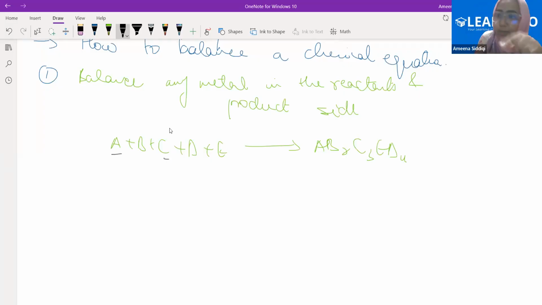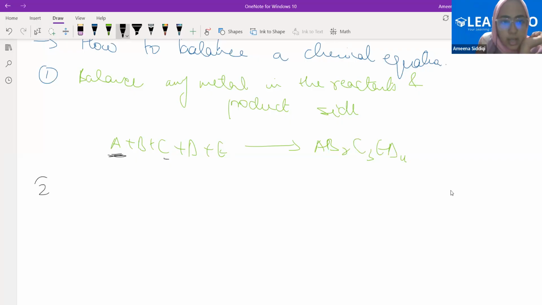So what we'll do is that first we will balance either of the metals. Let's say we take A first. We balance the number of atoms of A on the reactant side and also on the product side. Is it clear? And then because C is also a metal, we'll follow the same procedure for C. Is it clear?